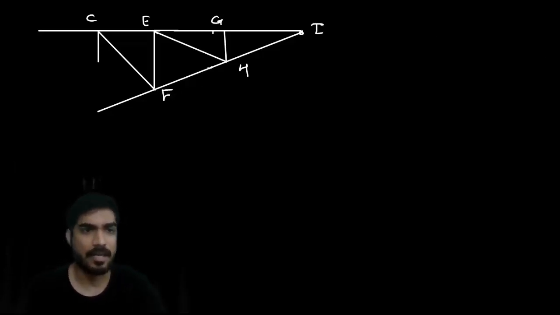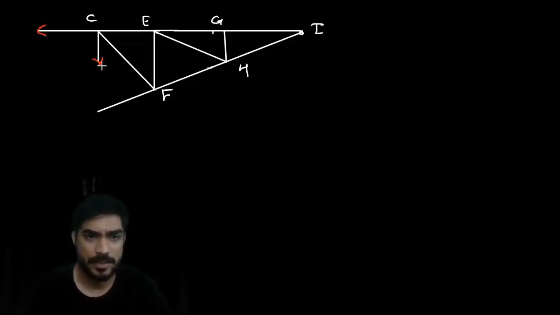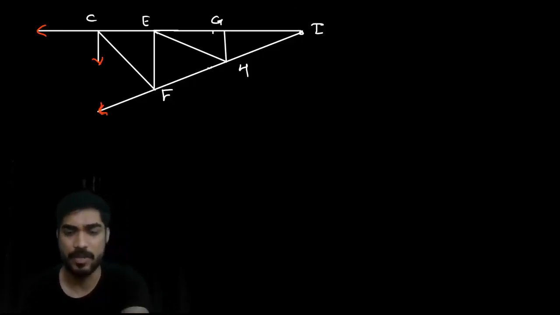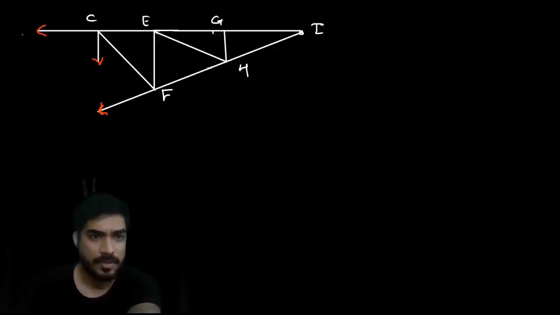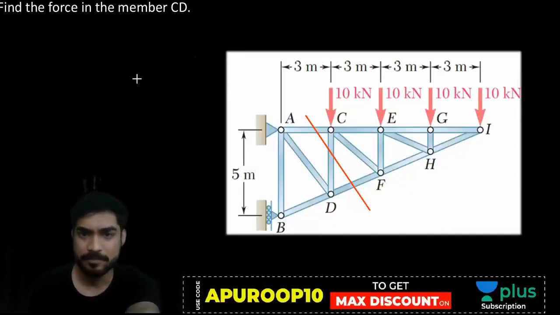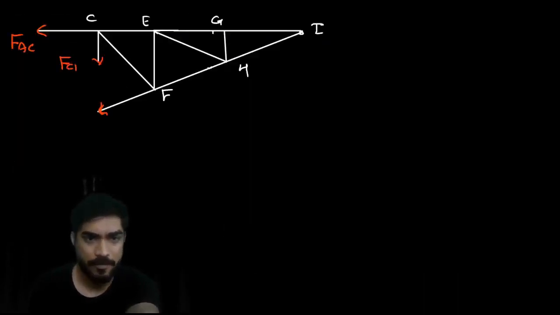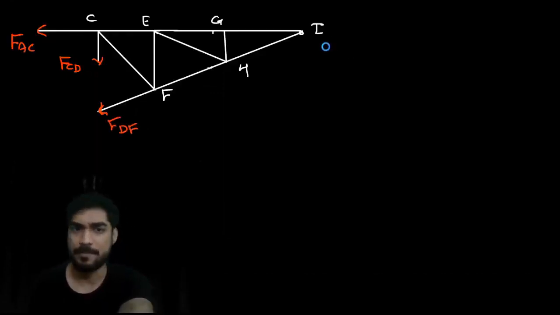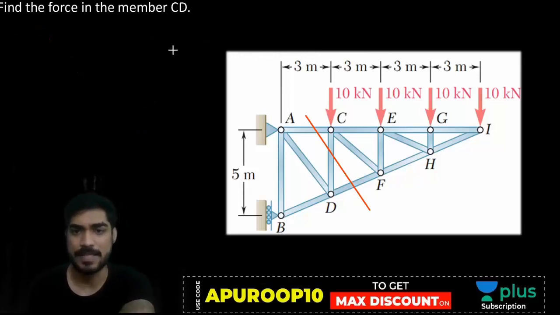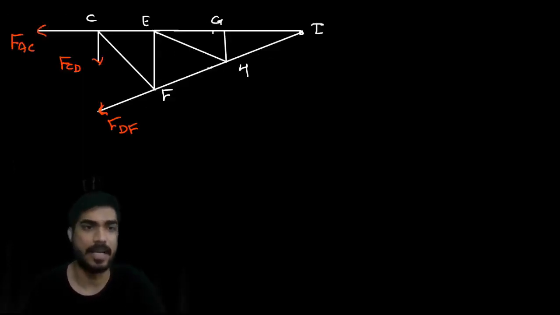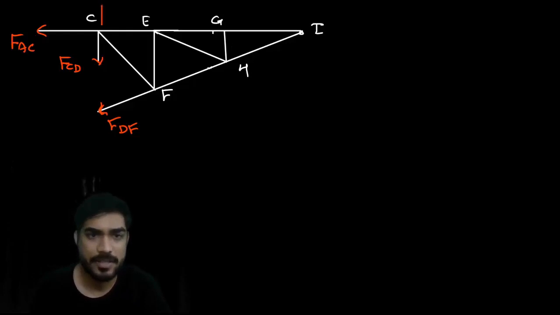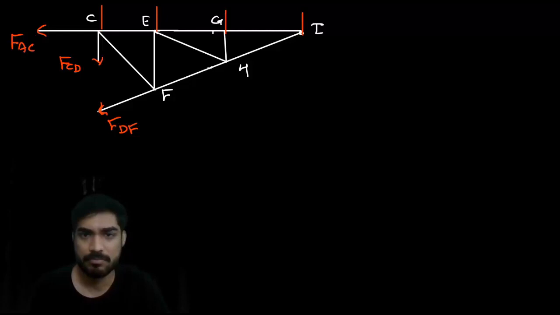Okay, and there is a force like this, there is a force like this, there is a force like this. Okay, what are these unknowns? This is F AC, this is F CD, and this is F DF. ठीक है? And there are vertical forces at C, E, G, and I, each 10 kilonewton: 10, 10, 10, 10.